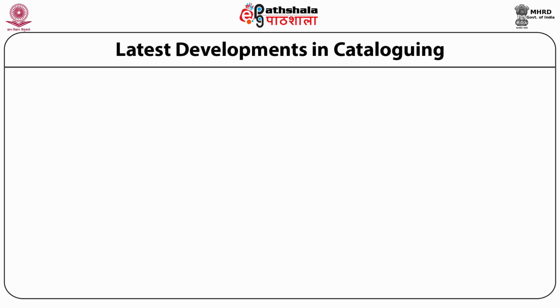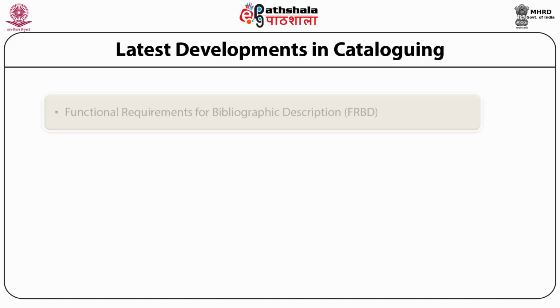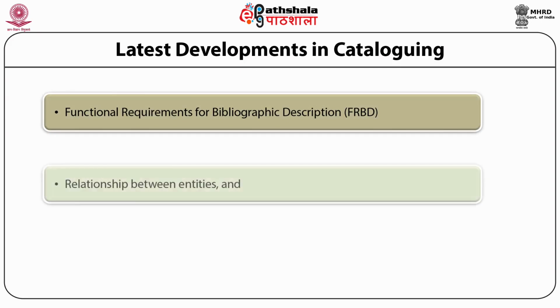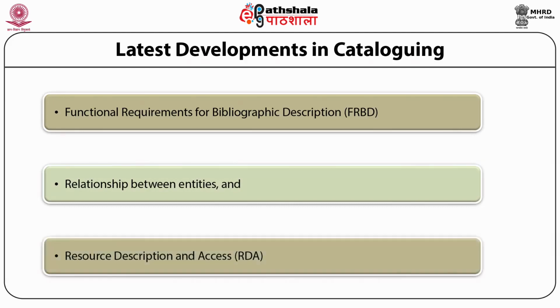Latest developments in cataloging. In fact, over the past few years, due to technological developments and the need for cataloging e-documents as well, there have been several developments in cataloging. The three major developments in cataloging are: firstly, functional requirements for bibliographic records, popularly called FRBR; secondly, relationship between entities; and thirdly, resource description and access, referred to as RDA.